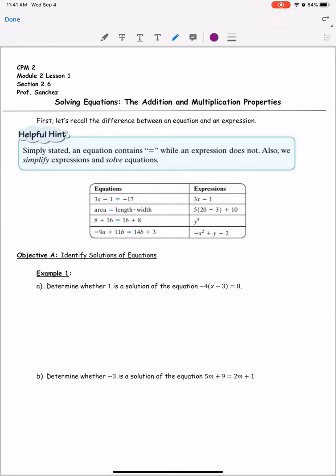This is Module 2, Lesson 1. We're going to solve equations using the addition and multiplication property.